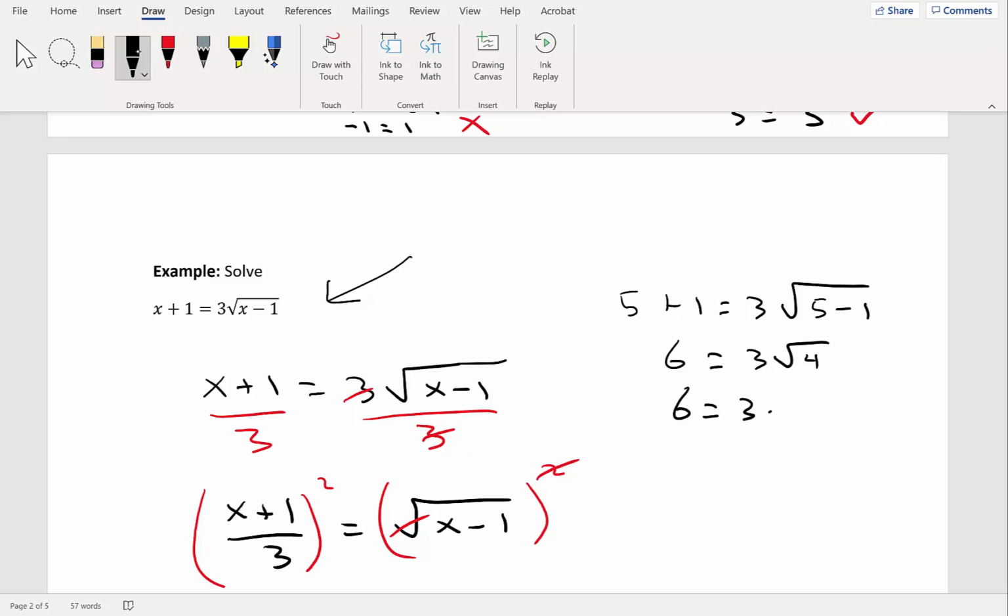I have 6 is equal to 3 times the square root of 4, which is 2. So I get 6 is equal to 6. Okay, so that solution checks out. X equals 5 is okay, it works.